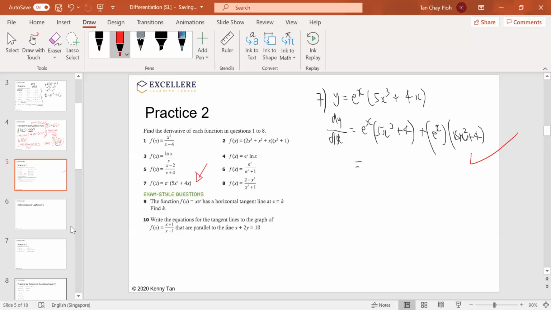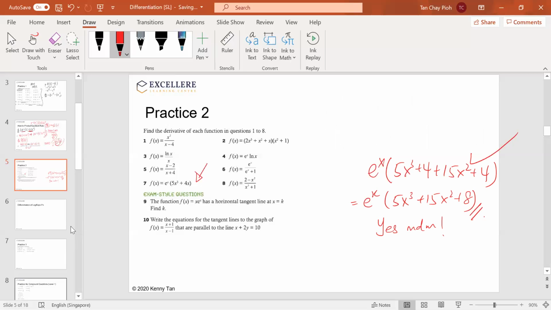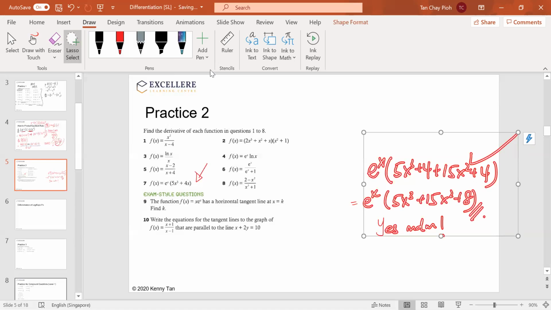Okay, look, actually over here what I will do is I'll just take out e^x. So I'm left with 5x cubed plus 4 plus 15x squared plus 4, which is equals to e^x (5x cubed plus 15x squared plus 8). So you leave it like that. Okay. And then, okay, show me a quotient rule. So I'll do 3.